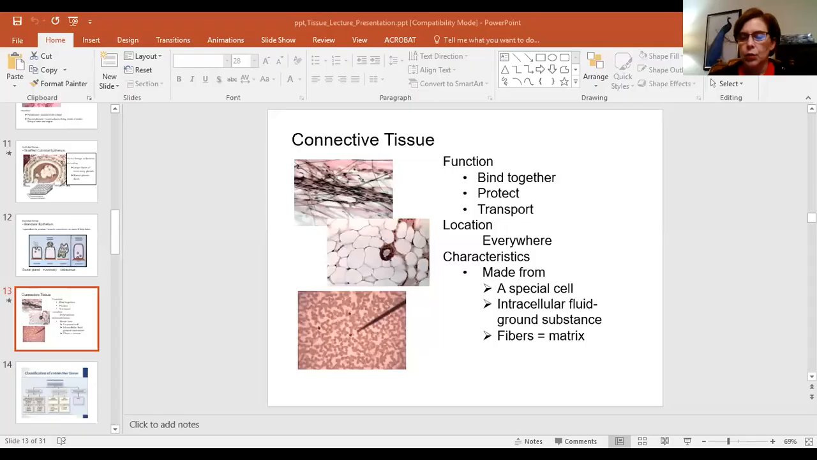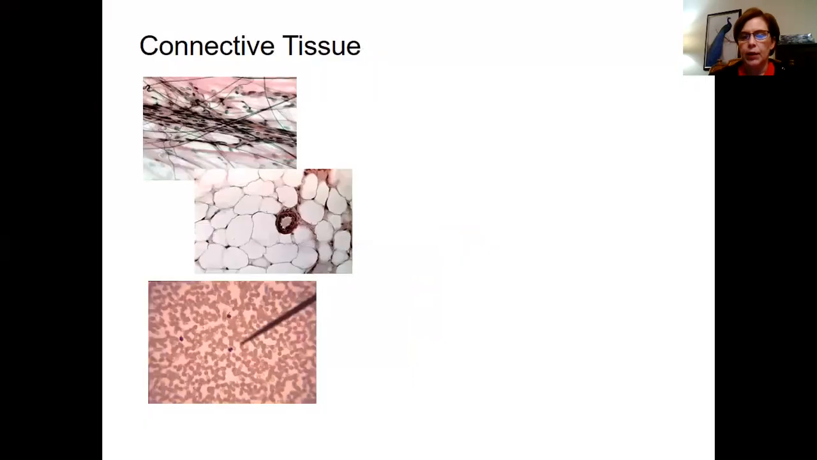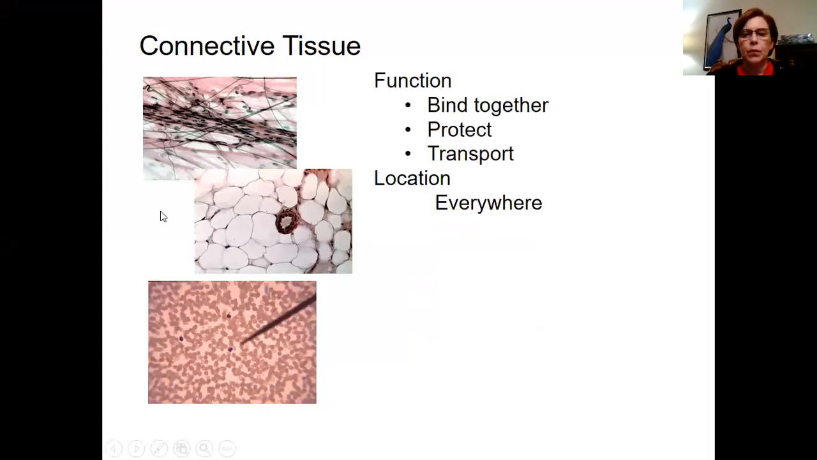We're starting off with the summary page on connective tissue. And we're going to wing through the first couple of bullet points pretty quickly. Give you guys a chance to write this down. So we have our function and our location. Our functions are bind together, protect, transport, and location everywhere. We have connective tissue all over our bodies.